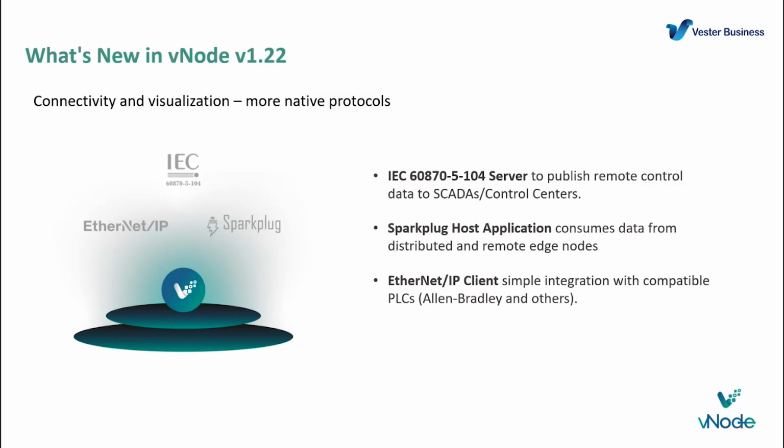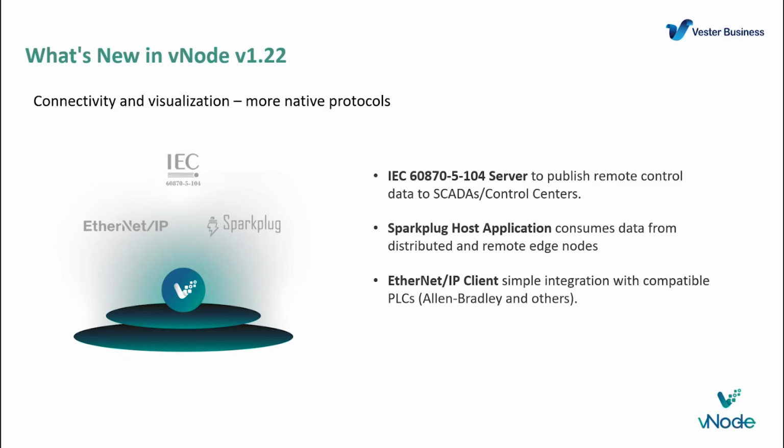Okay. And then we have the other part, which is the Sparkplug host. In this case, vNode will act as a host of Sparkplug, reading data coming from Edge of Network nodes. Those data will be published through Sparkplug to vNode, and vNode will expose the whole information coming from those nodes over different protocols to the end applications too.